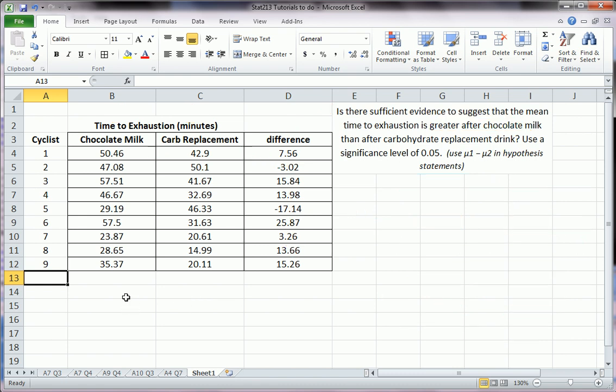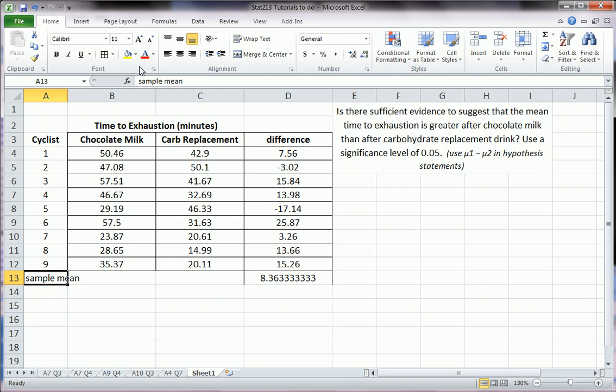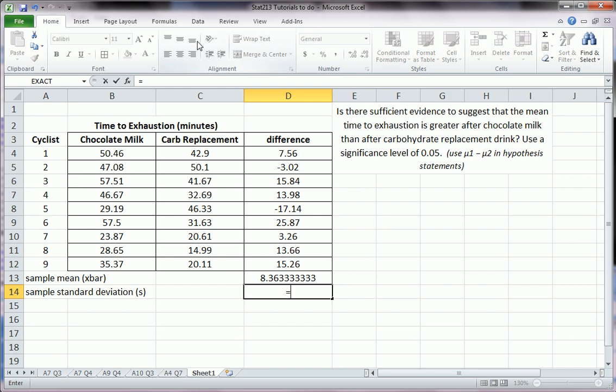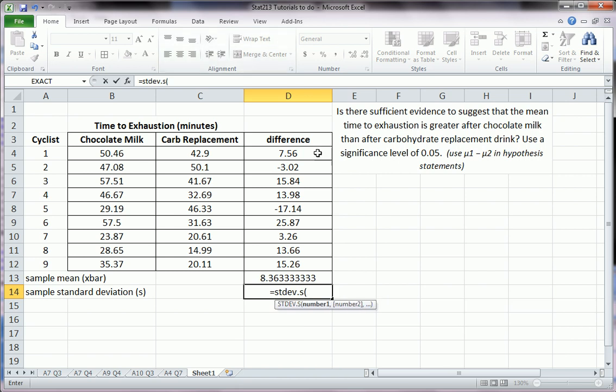Okay, so what we need to get is the mean specifically of the difference variable we just created. So this is the sample mean, right? You could call this the sample mean, x bar. We also need the sample standard deviation, or s, of this same difference variable. That is achieved by STDEV.S. That's sample standard deviation.